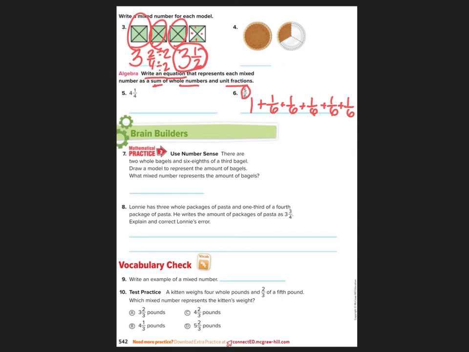Okay. That's all I want to do from here. Sorry, this is page 542, back page of your homework. Please let me know if you have any questions on mixed numbers. It's just a very basic introduction to what are mixed numbers. So please, if you have any questions, let me know.